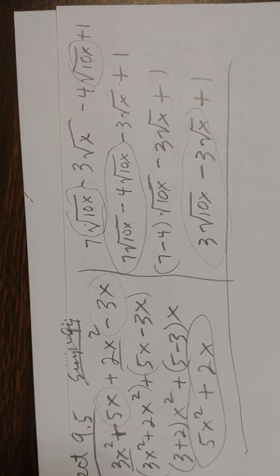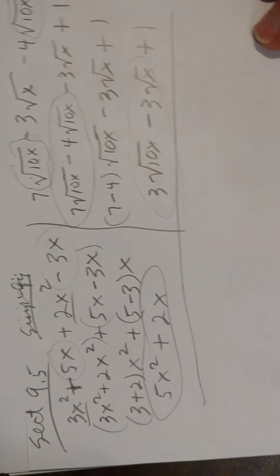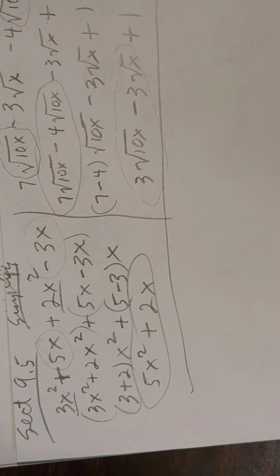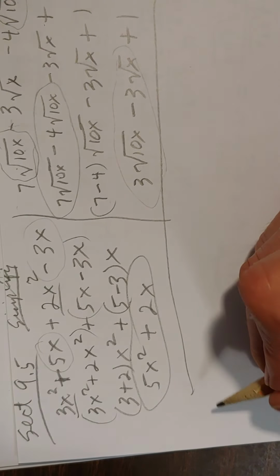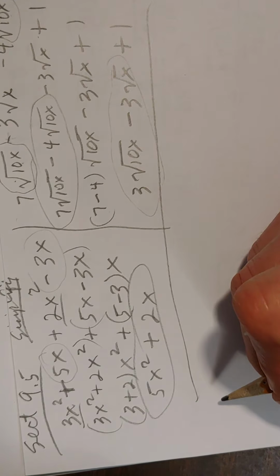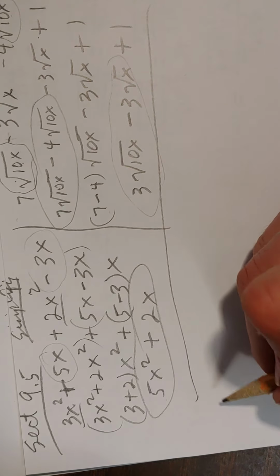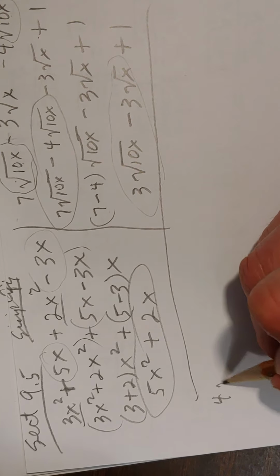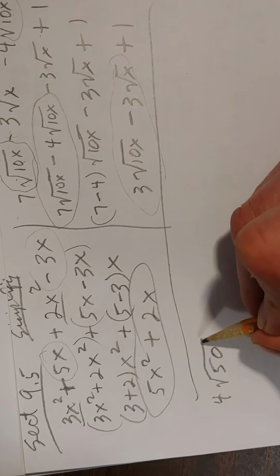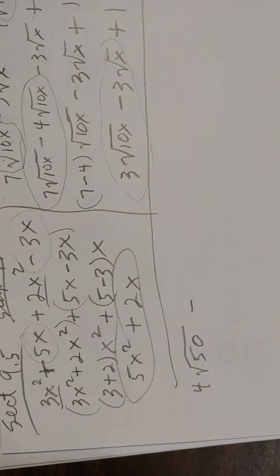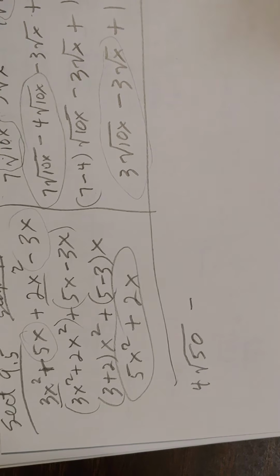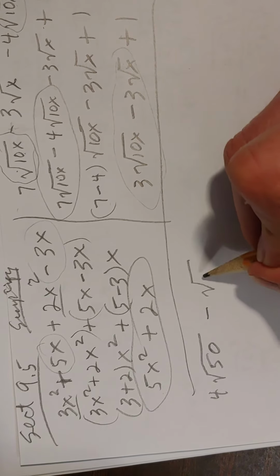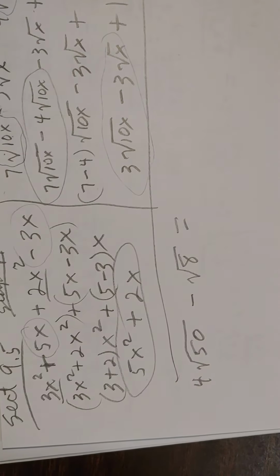See what else I have here. Let's say we have a problem like this. Here, let me make one up. Let's do another square root. Let's say we have 4 times the square root of 50, and let's say minus the square root of 8. And you're supposed to simplify that. Well, they're not like radicals. But neither of those radicals is in simplest form. So let's simplify each one.